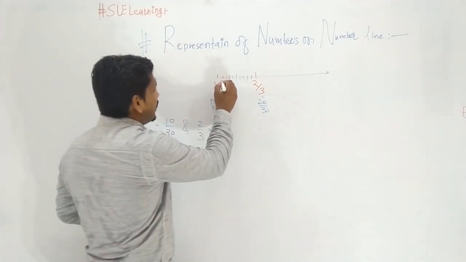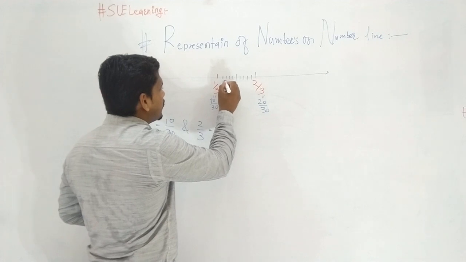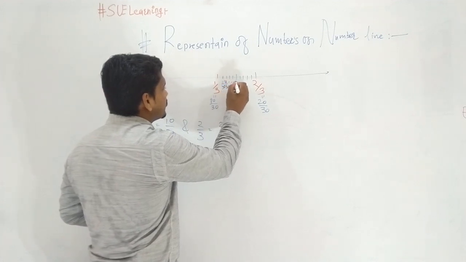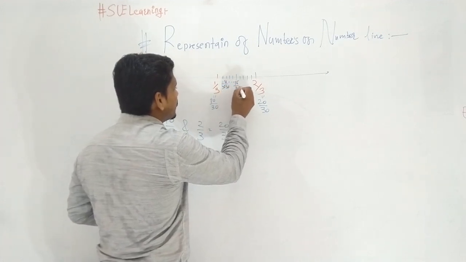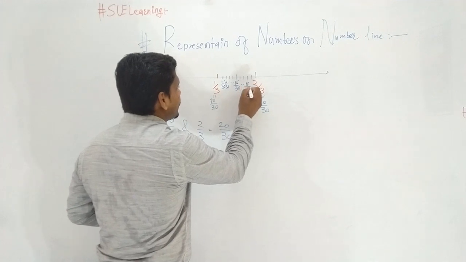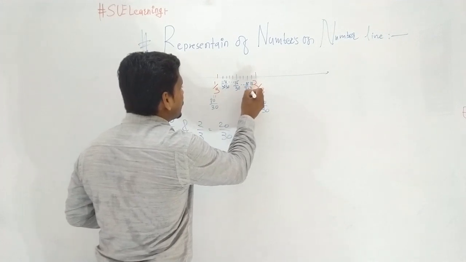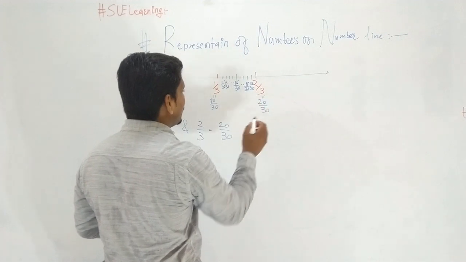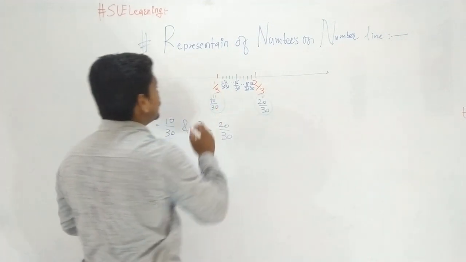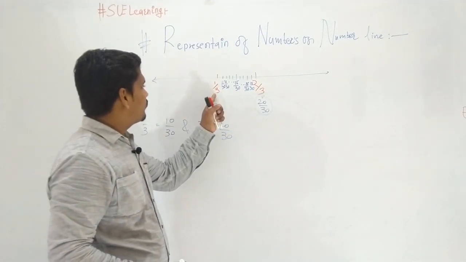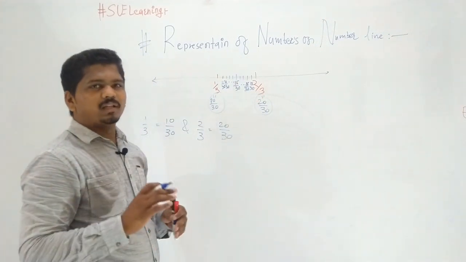This is your 10 by 30. This will be your 11 by 30, this will be your 12 by 30. Similarly, this will be your 15 by 30, 18 by 30, 19 by 30, and this will be your 20 by 30. These are your rational numbers in between 1 by 3 and 2 by 3. Now there are 10 only.